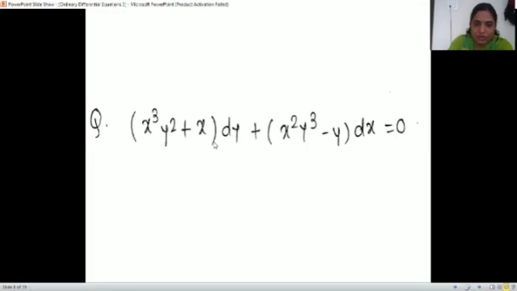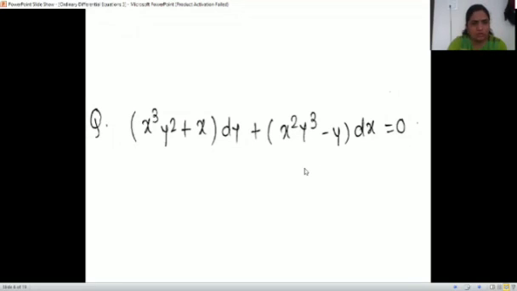So we'll check ∂M/∂y and ∂N/∂x. If we check, we'll not get them similar. ∂M/∂y is not equal to ∂N/∂x. In this case, the equation is not exact. Right, so we'll next check whether it is some standard form.